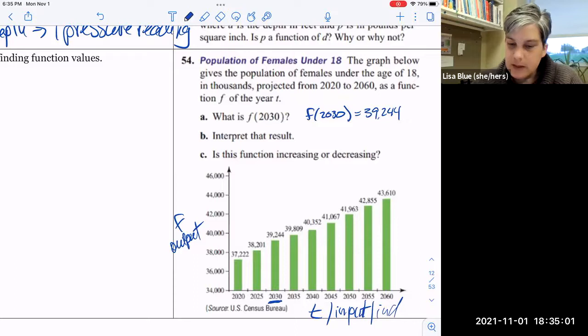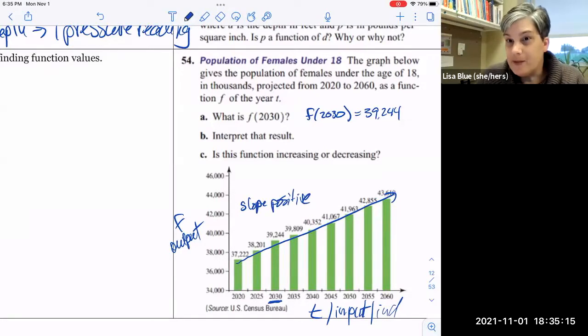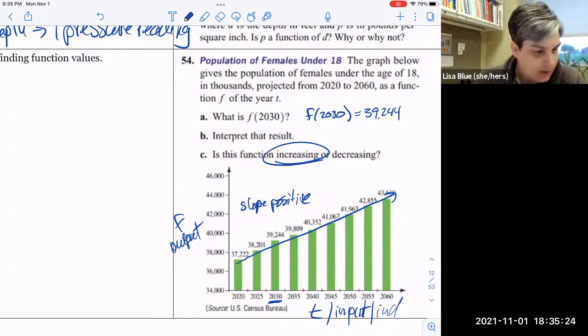Is this function increasing or decreasing? If we were to connect the tops of these peaks, just roughly, we see that the slope is positive. If we were hiking up this, we'd need our hiking boots because that positive slope means we're going to have to work hard because it's increasing. All right, questions over those two?